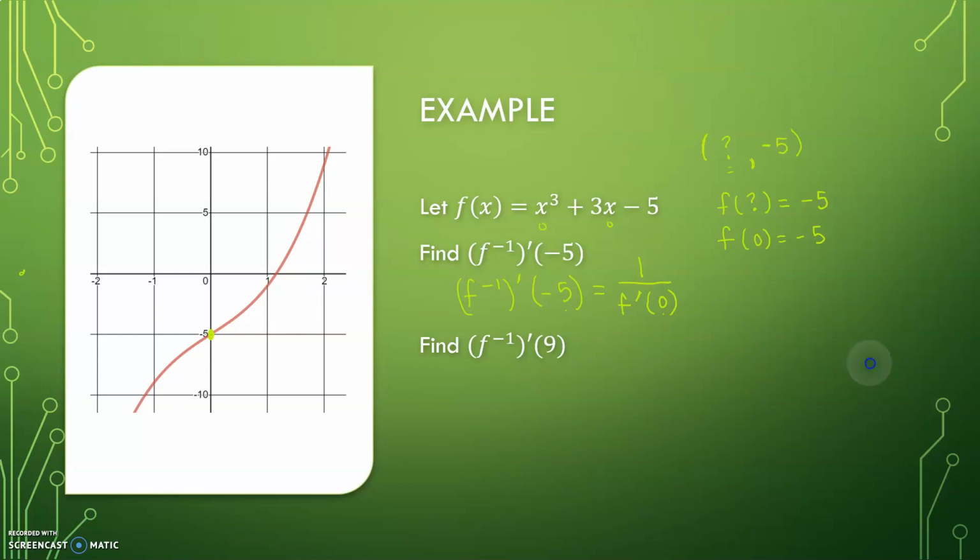Okay, well, I can find f prime of 0. f prime is going to be 3x squared plus 3. So f prime of 0 would be 3. So that means that f inverse prime at -5 would be 1/3.